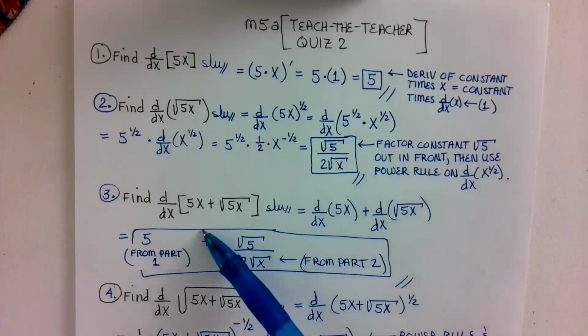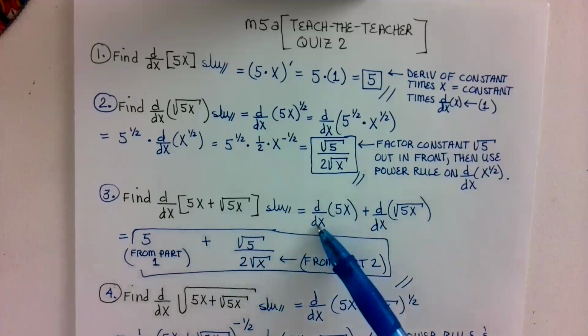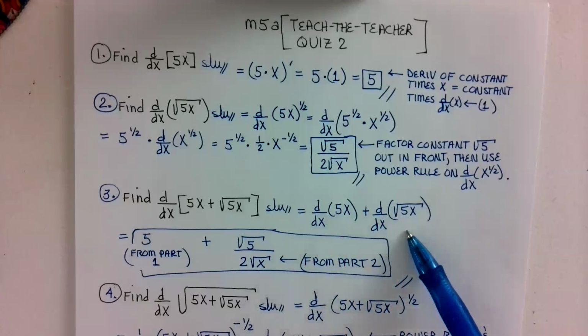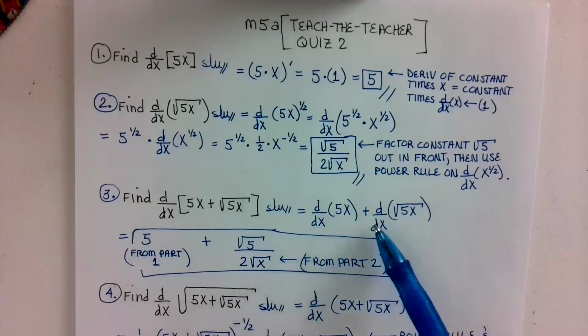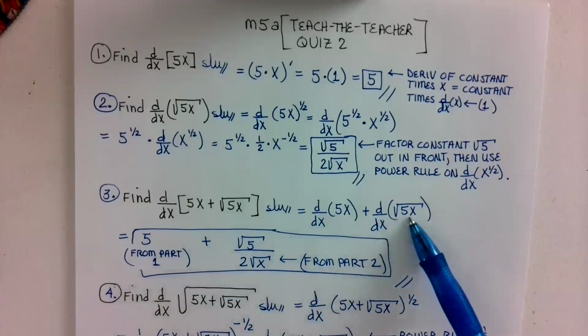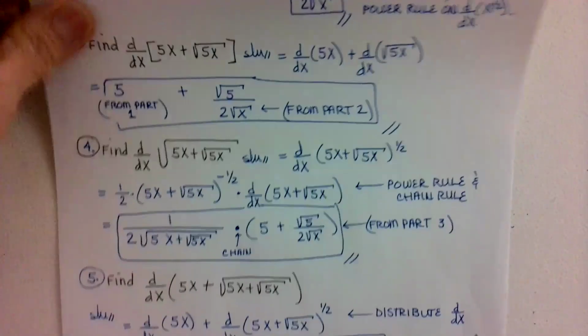The derivative with respect to x of 5x plus the square root of 5x. The derivative distributes across addition and subtraction. So this is a derivative of the first term, 5x, plus a derivative of the second term, the square root of 5x. Well, we already did both of these. The first one, the derivative of 5x, is just equal to 5, and we got that from part 1, plus the derivative of the second term, the square root of 5x, is the square root of 5 over 2 times the square root of x, which we got from part 2. So we didn't have to do anything more, just cite the previous problems, 1 and 2, that we had already performed, and we had already explained it.